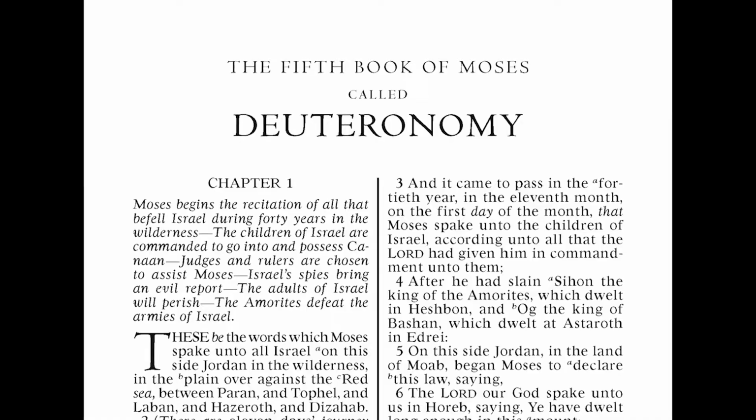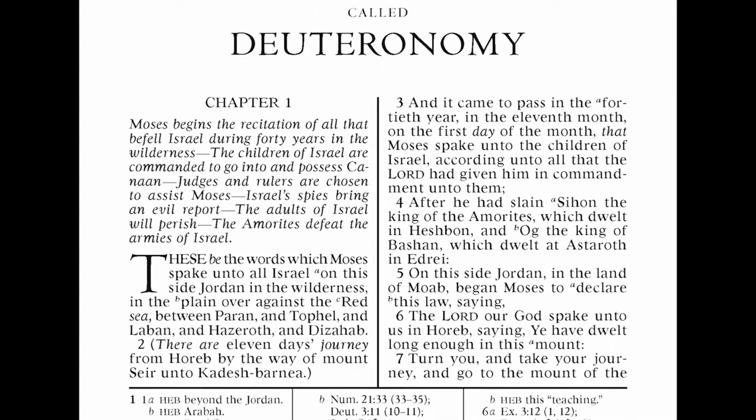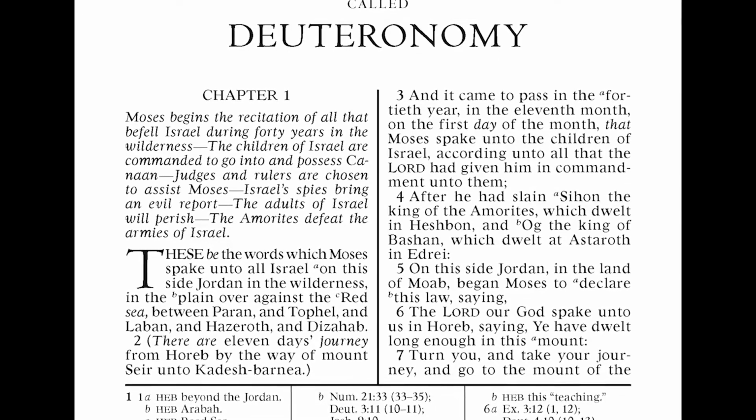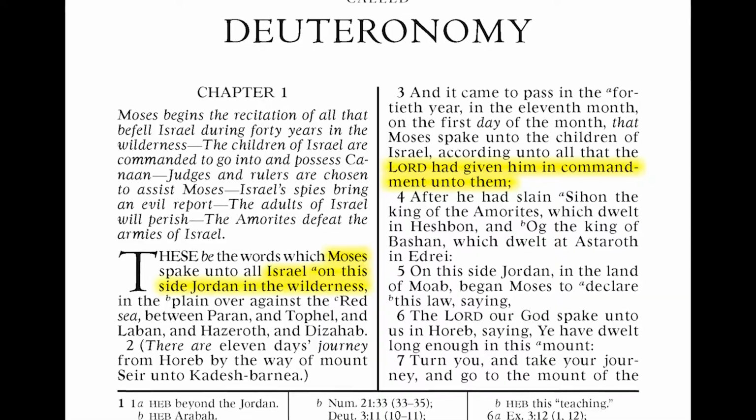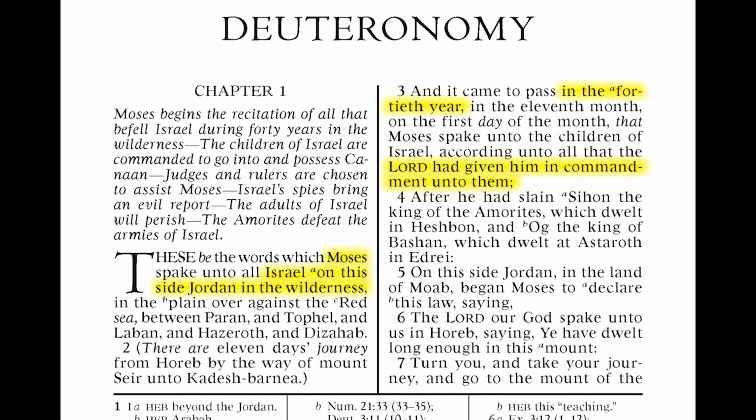A preamble is just an introduction, like the preamble to the Constitution of the United States. It will often identify the parties by name or title, much like we do in legal contracts today. The first few verses in the Book of Deuteronomy establish who's making the covenant, when, and where. Moses, God, and Israel made this covenant across the Jordan in the 40th year of their wanderings.